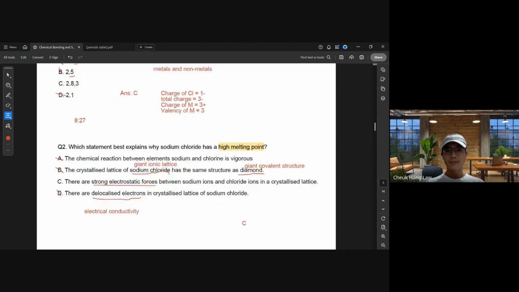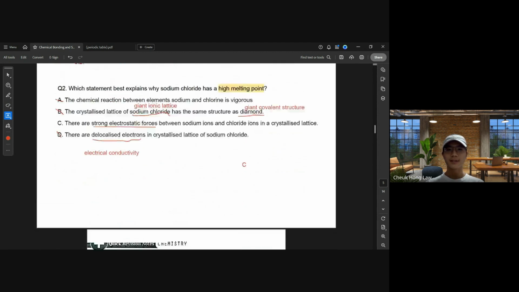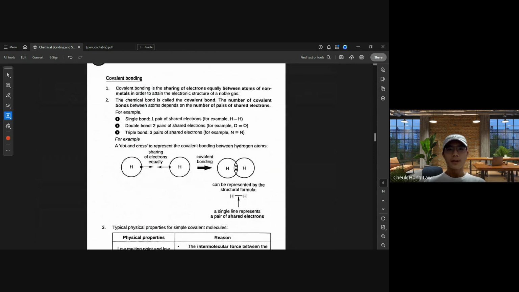Okay, then we are done with ionic compounds. Okay, it's pretty simple. Then we'll move on to simple covalent molecules.